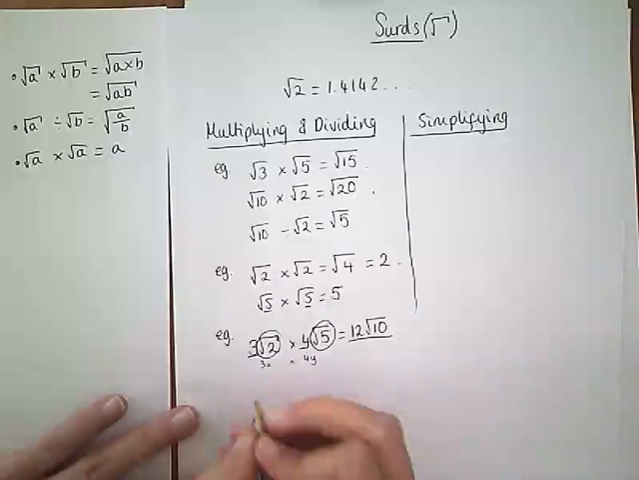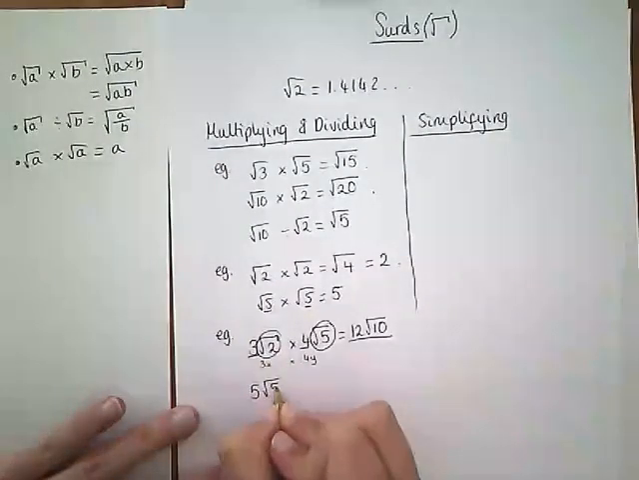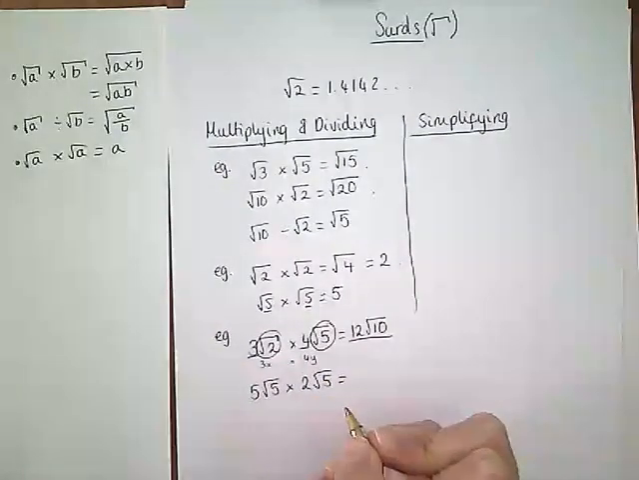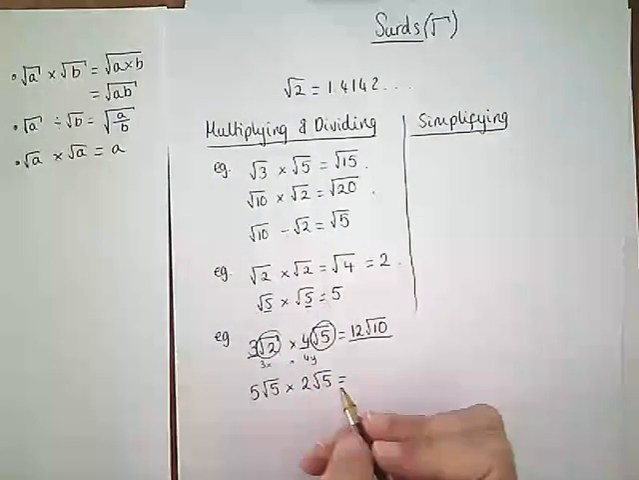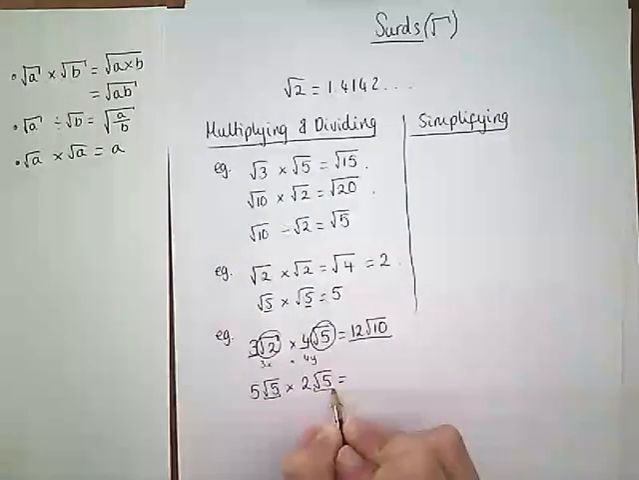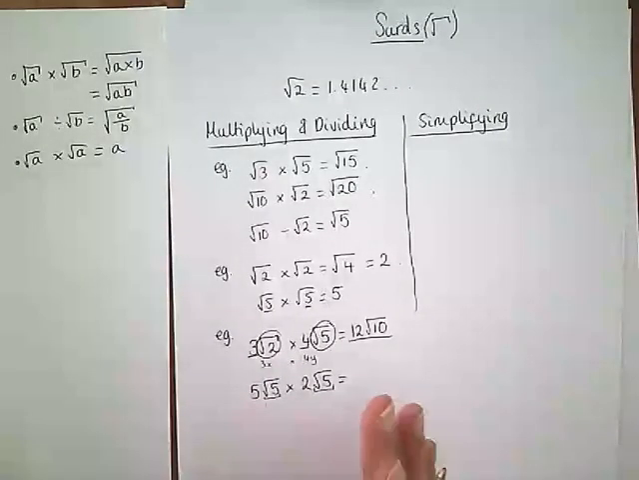Okay, now similarly, if we had 5 root 5 times 2 root 5, again, think of it the same, except this time, the numbers under our roots are the same. Okay, so it would be like 5x times 2x. Again, just do your numbers, don't rush it, just think clearly, do it logically, and you'll be fine.